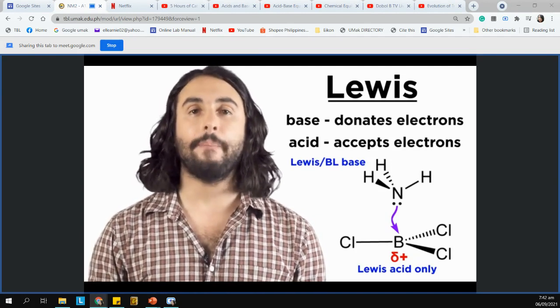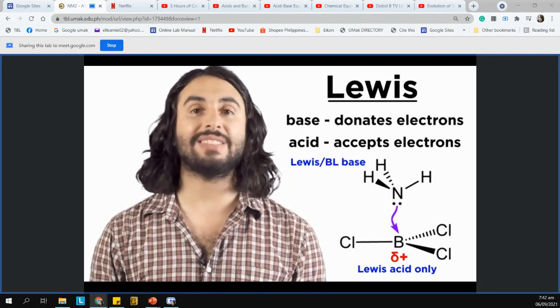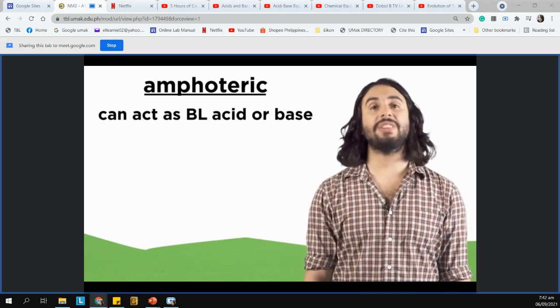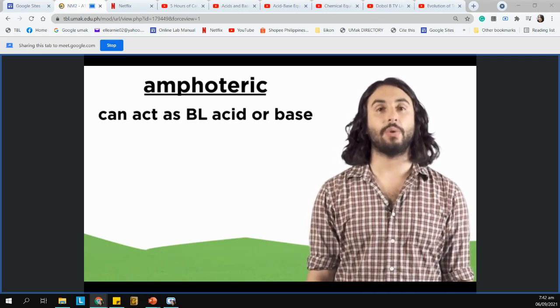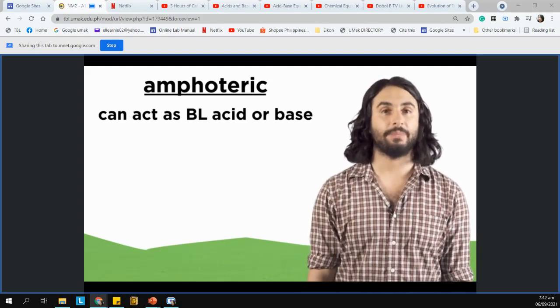A Lewis base is indistinguishable from a Bronsted-Lowry base, but the acids differ in the sense that a Bronsted-Lowry acid must have at least one hydrogen atom. A Lewis acid just needs some partially positive atom. A species that can act as both a Bronsted-Lowry acid and base is said to be amphoteric.